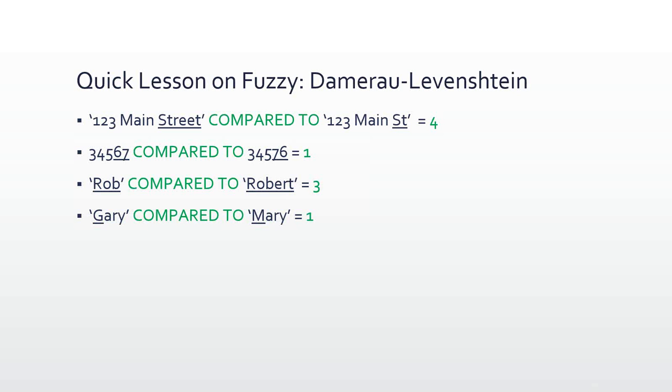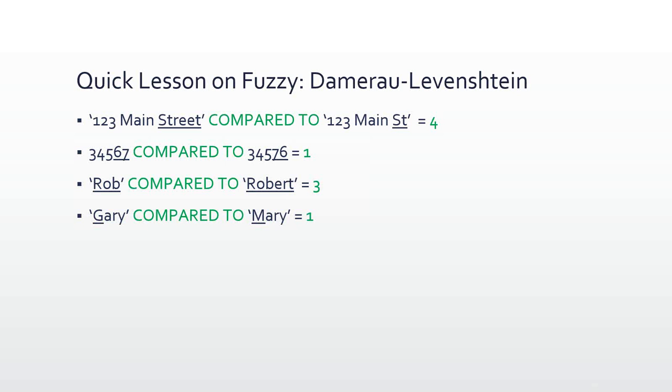So in the first example on this slide, you'll see 123 Main Street, where the street is the full street extension. And we compare that to 123 Main St, where it's just ST. That is a Levenshtein difference of 4, meaning the REET at the end of street are the only differences. If you added those, they'd be the same. This next example is 3, 4, 5, 6, 7 compared to 3, 4, 5, 7, 6.